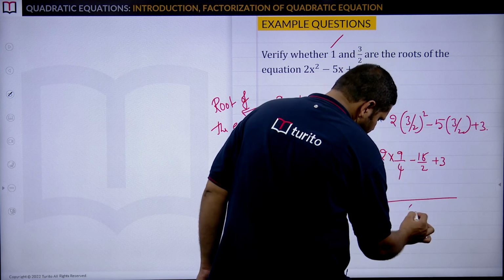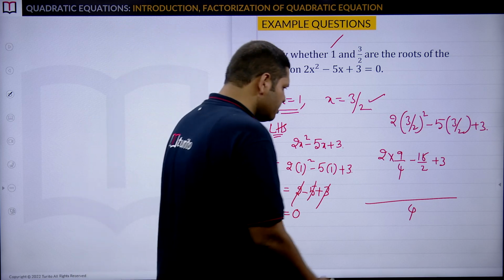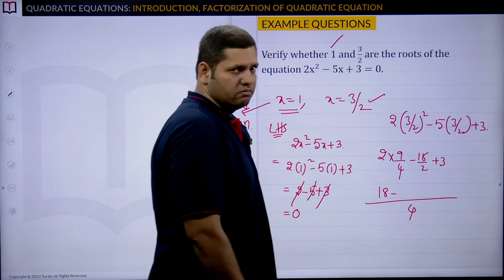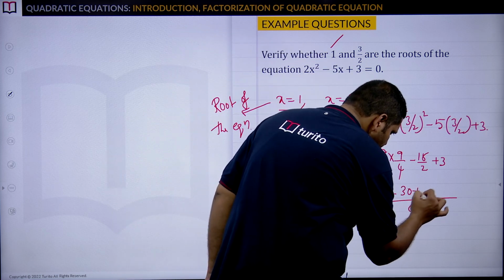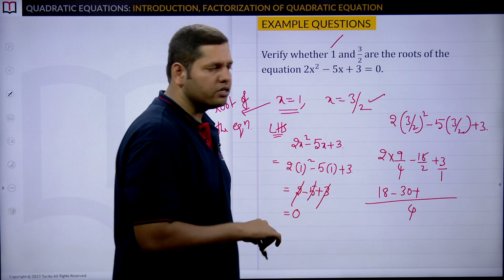Children, here what is the LCM? 4 is the LCM. So 2 nines are 18. So 2 how many times 4, children? It is 2 times. So 2 into 15 it is 30. Then children, here the denominator is 1. So 1 how many times 4? 4. So 4 into numerator, so it is 3 fours are 12.